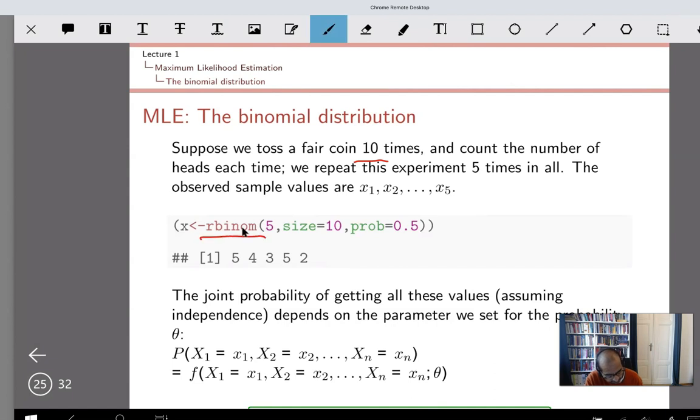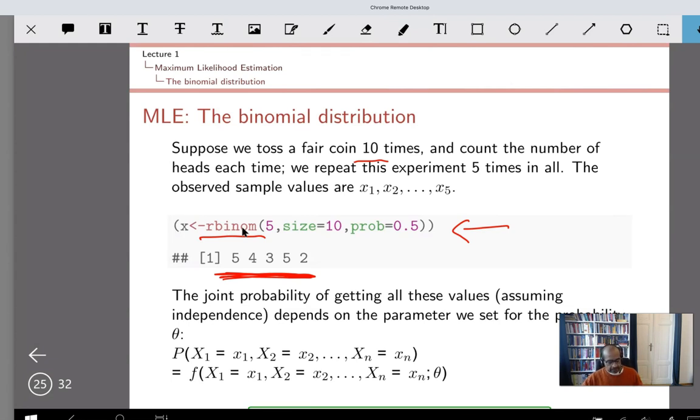So I can use the R binomial function to do this, and as a result of this calculation, I see some random outcomes. If I ran this again, I would get different numbers each time. So what I've got here is the result of the 5 experiments that I did. I've got 5, 4, 3, 5, 2 heads, right?